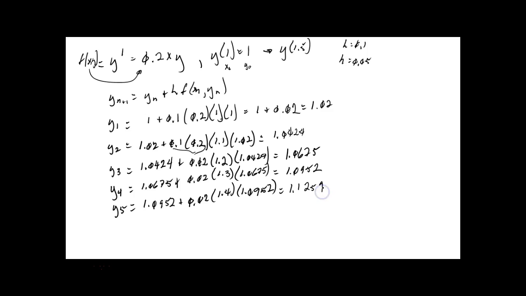Nine. That's what they have in the book. 1.1259. Okay, so we've got that. I'm going to write it up here. Y of 1.5 is approximately 1.1259. Okay. Now.